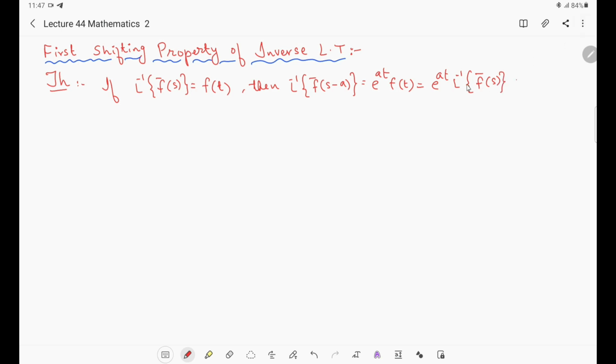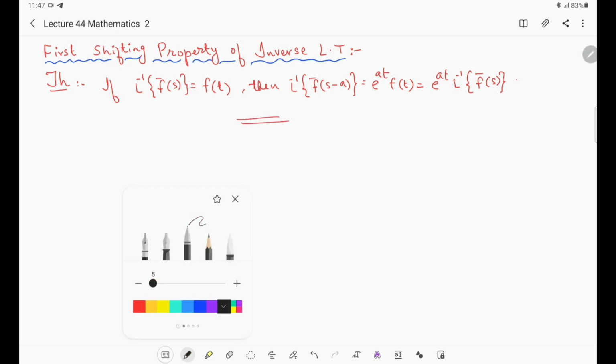Majorly we will be using the second one, this one. If we have this form, Laplace inverse of f bar of s minus a, then this first shifting property says that the Laplace inverse transform of f bar of s minus a is given by e power at into the Laplace inverse transform of f bar of s. See, this a will be removed from here and it will be added to the exponential at, right? A proof we don't need to see for this because it is similar to the shifting property only.